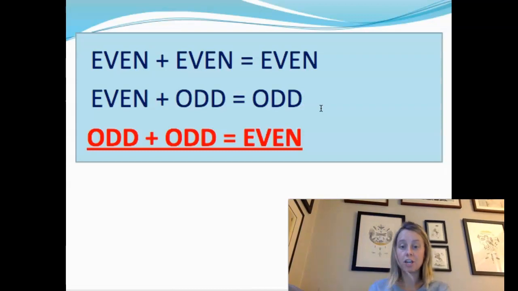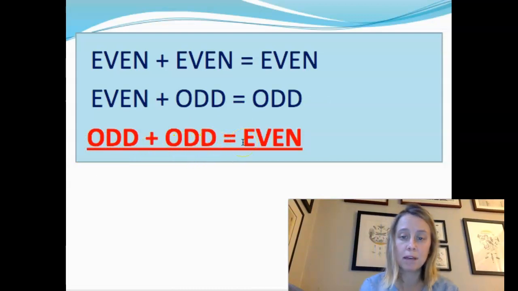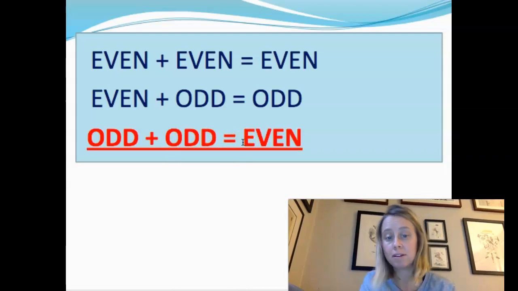Now let's add that to your chart. Now you should have 3 total sentences. The last one should say odd plus odd equals even. After you've written it, press play, but I want you to pause right now and make sure you have all 3 of those sentences or equations written down.